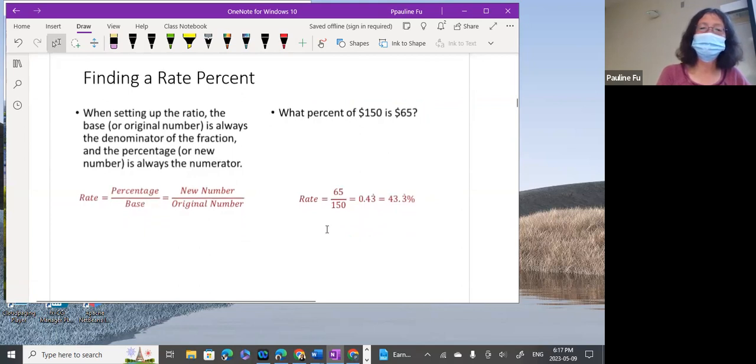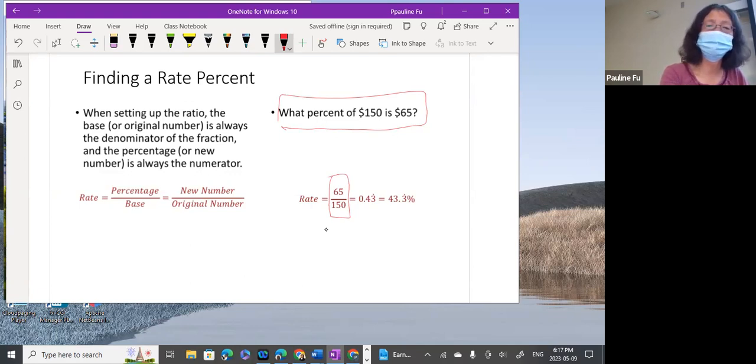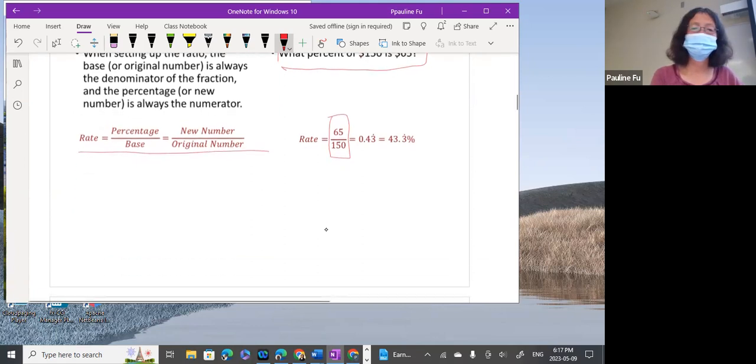Find the rate percent. So this question: what percent of 150 is 65? You directly use 65 divided by 150, based on this formula here. Questions?